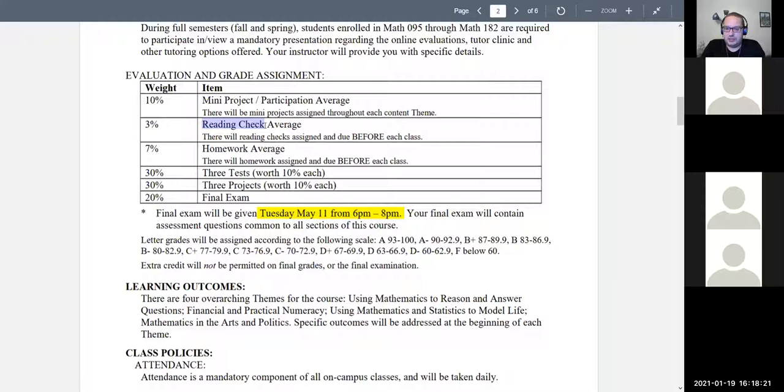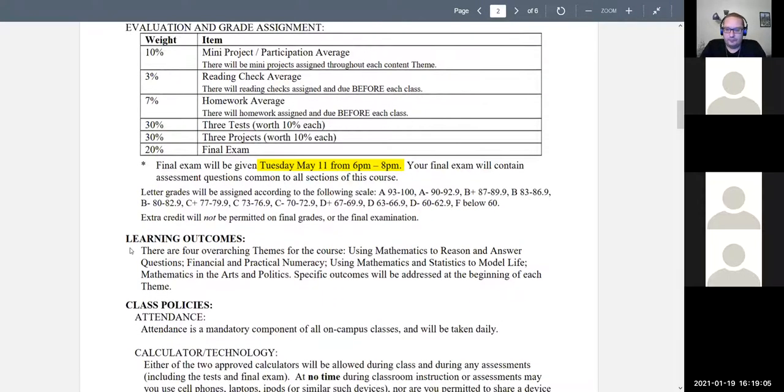The reading checks are just a two question quiz, essentially, on Web Campus, on Pearson, on My Math Lab, to make sure that you're reading the material. So basically, you read through the section that we're going over, and I don't necessarily care if you read through it before class or after class, just as long as you're reading it. And then I would recommend after that to do the reading check. Again, it's two short questions to make sure that you are reading through the textbook. Homework is pretty self-explanatory. And then the tests and the projects.